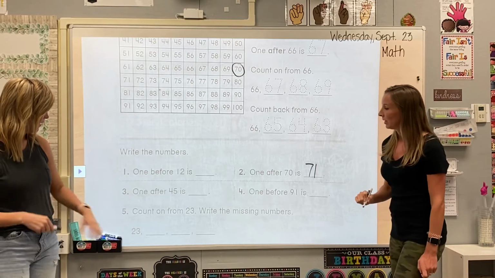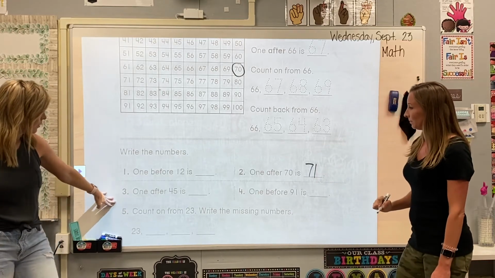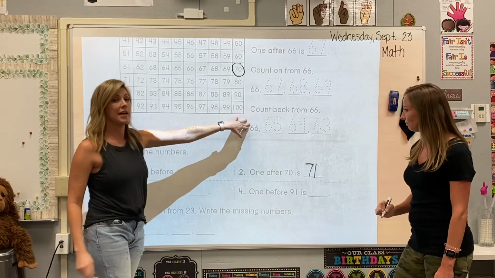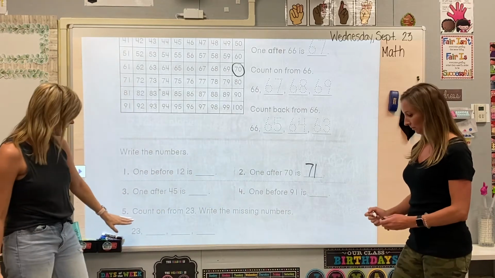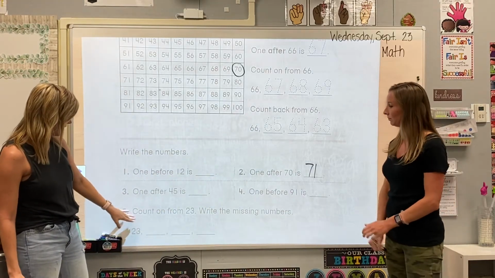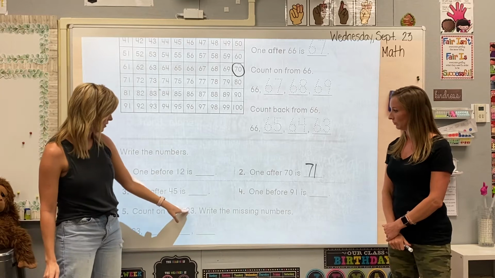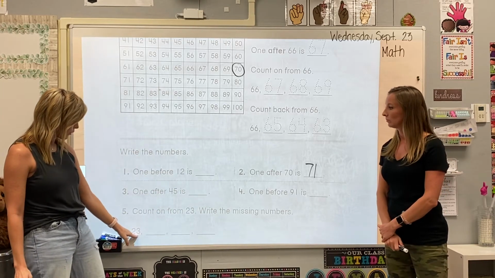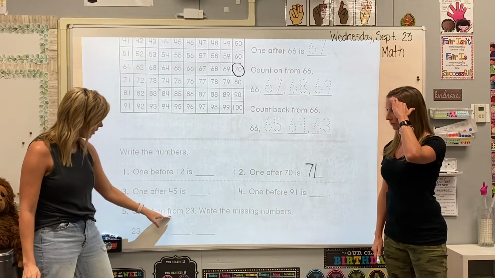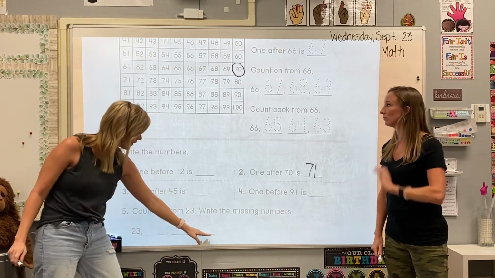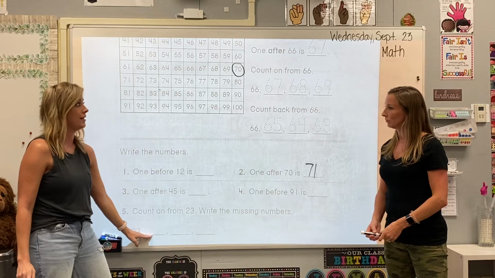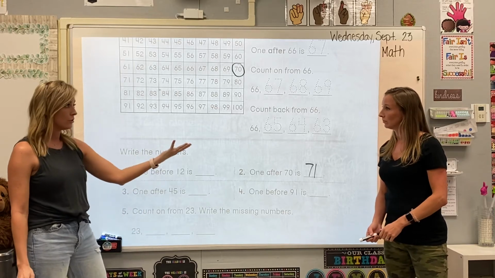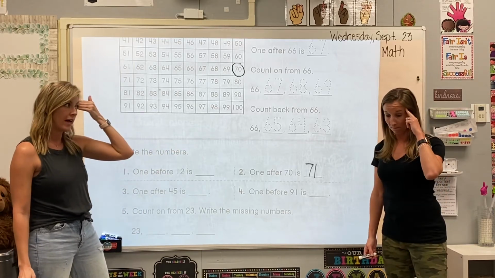All right, and then down at the bottom, you have more counting on and counting back problems. Let's take a look at number 5. It says count on from 23, write the missing numbers. And you can see they started at 23 and they're going to count on and get higher, so the blanks are after 23. Which means, again, you could use your counting on in your head method.